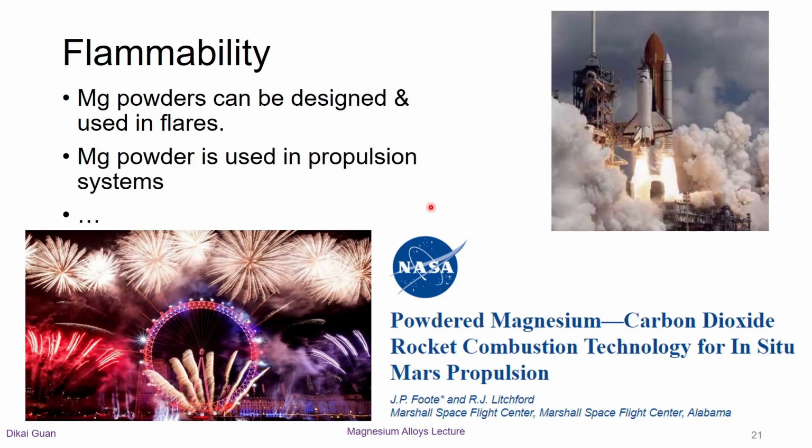Magnesium is highly flammable, especially when powdered or shaped into thin strips. Magnesium powders are usually designed and used in flares. For example, magnesium powders can be added into fireworks. Magnesium powder can also be used in propulsion systems. For example, powdered magnesium-carbon dioxide combustion is examined as a potential residual propellant combination for Mars propulsion by NASA.